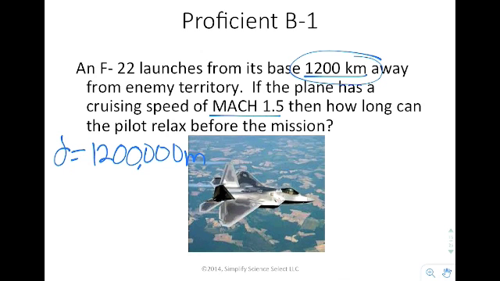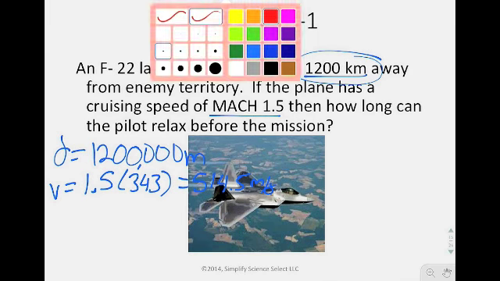Once you're there, you can say the velocity is going to be Mach 1.5, which is 1.5 times the speed of sound, which is 343. When you do this, you end up getting a velocity of the plane of 514.5 meters per second. We're going to go ahead and switch colors.